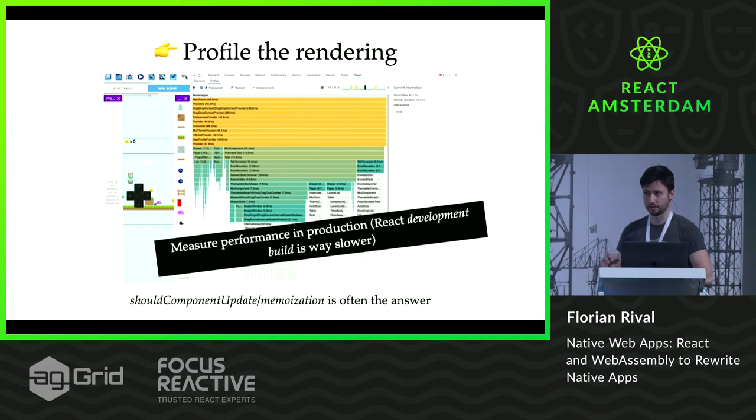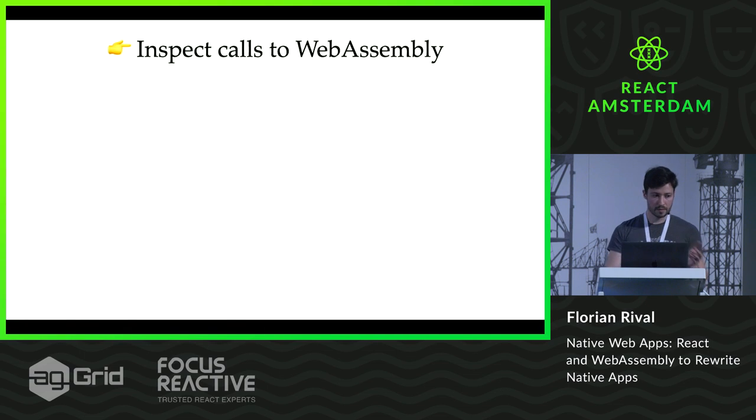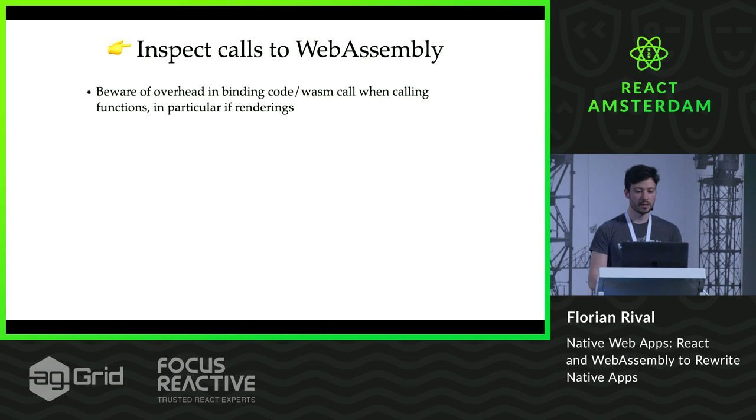Also, be sure to measure performance in production, because the development build of React is way slower with all the warnings and the checking that are done. So be sure to be running it in production to be sure that you're not debugging something that is already fast. Make sure to inspect also the calls to WebAssembly, because there can be some overhead.